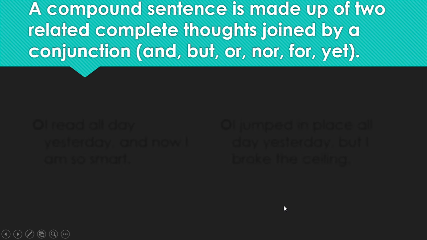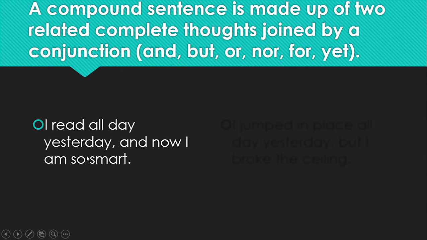Something to keep in mind. So hopefully we understand the uses of a colon, and now we're going to move on to the semicolon and why we even use that. But before we do that, let's talk a little bit about compound sentences. A compound sentence is made up of 2 related complete thoughts joined by a conjunction: and, but, or, nor, for, or yet. Basically, a compound sentence has 2 complete thoughts in it.